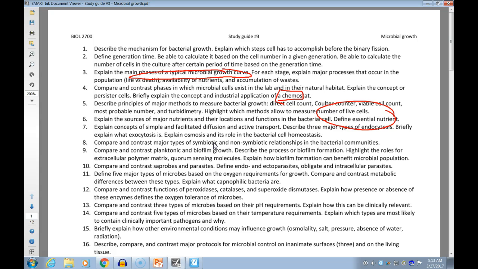Sources of major nutrients. Understand that oxygen mostly is acquired from the air, that level. Carbon, dead or live organic matter. In some cases, carbonates. I'm not going to trip you over on that, believe me.